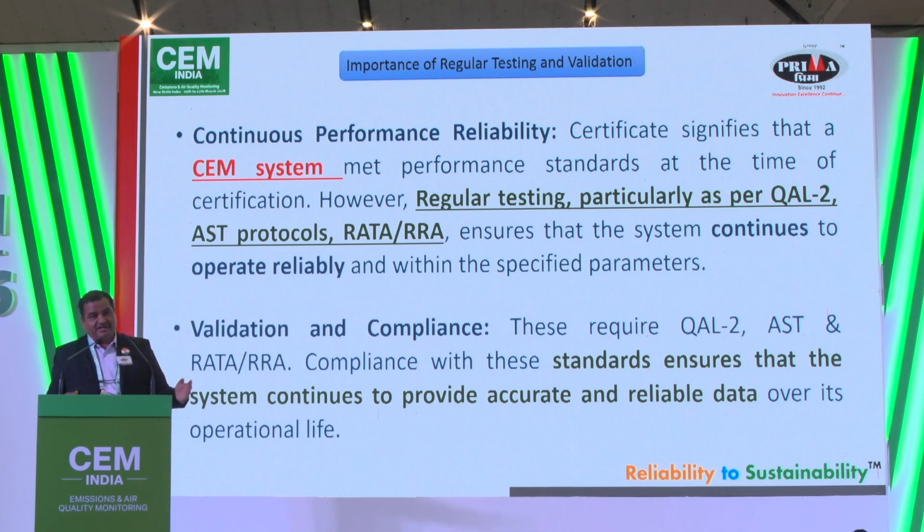Probably in the laboratory, when the product is tested, we consider that it is performance tested and certified. But regular testing, particularly as per QAL 2 and AST, the annual surveillance test, or the RATA or RRA procedure, ensures that the system continues to operate reliably and within the specified parameters. Validation and compliance require QAL 2, AST and RATA. Compliance with these standards ensures that the system continues to provide accurate and reliable data, and that is the need of the day from the regulators.